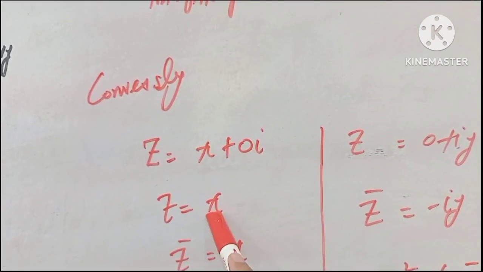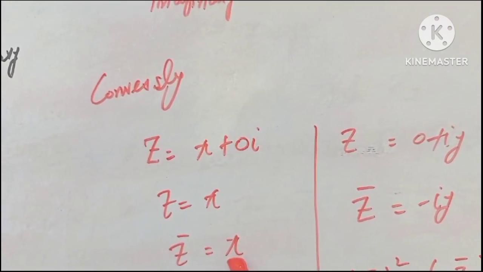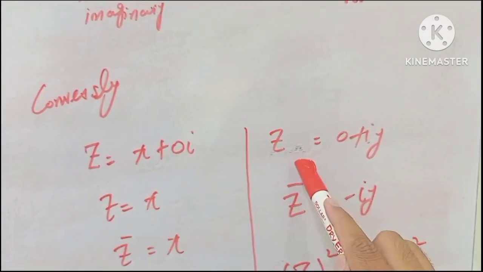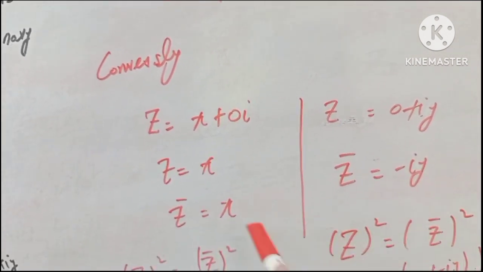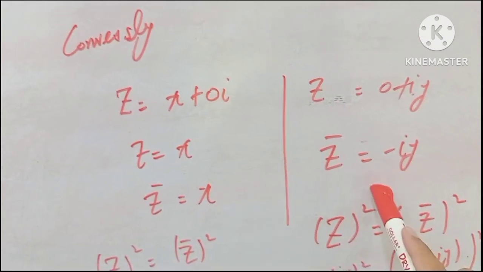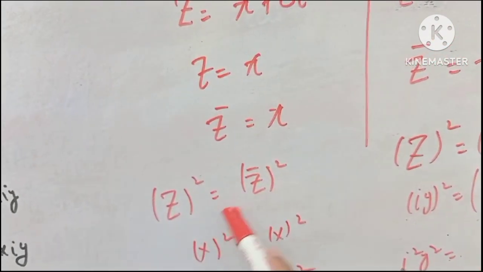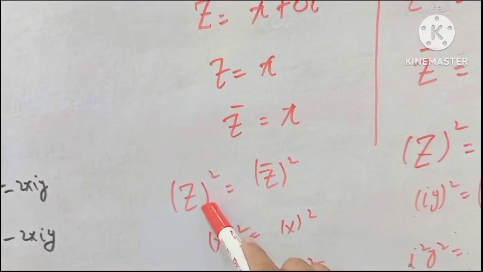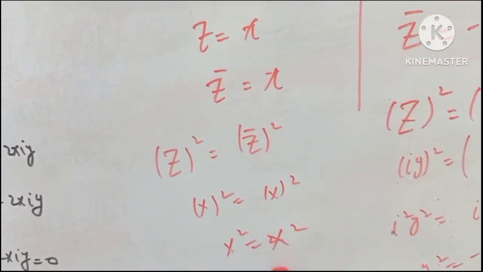It remains z is equal to x, z bar is equal to x, as there is no iota term, the conjugate remains as such. So z is equal to iota y, z conjugate will be minus iota y. Now using the equation z square is equal to z bar square, putting the value of z as x, z bar as x, x square is equal to x square, hence proved.